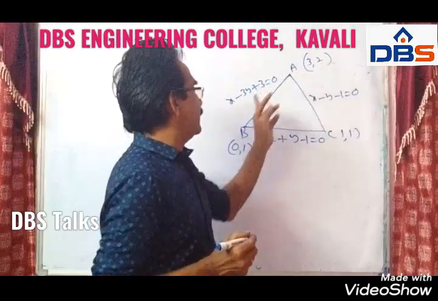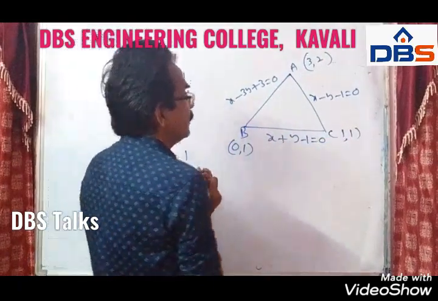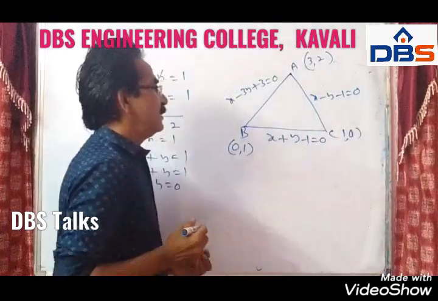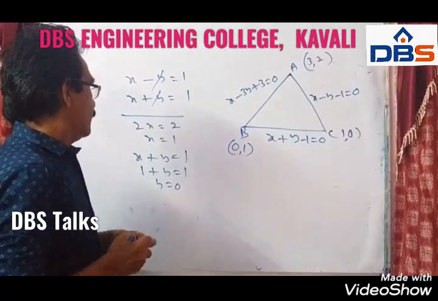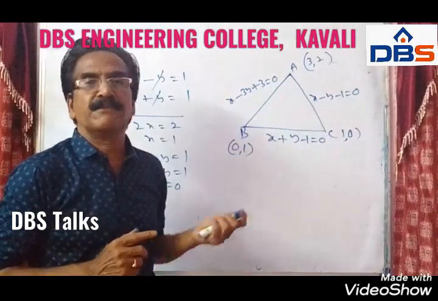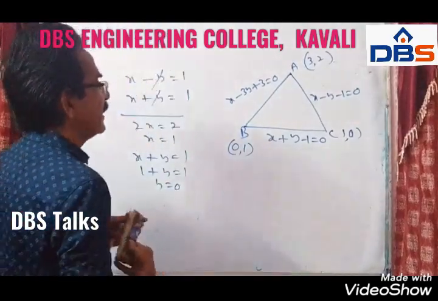So we got all the three coordinates. Then we can find the centroid of the triangle. Friends.